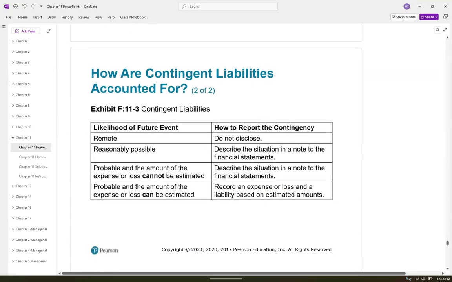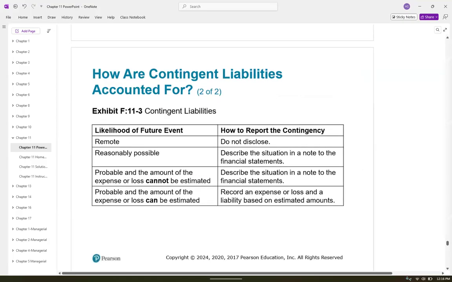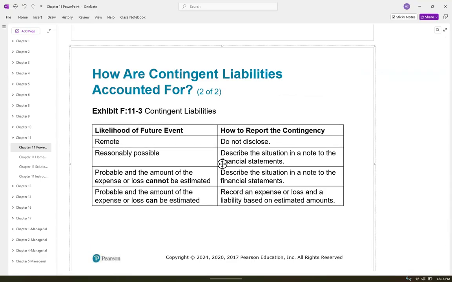So the first one, remote, we're not going to disclose it. It's a frivolous lawsuit. Nothing's going to come out of it. We don't have to tell anybody. We don't have to disclose it. We don't have to make a journal entry. It's probably not going to happen. If it's reasonably possible, then all we're going to do is make a note in the financial statements. We're not going to make a journal entry though.